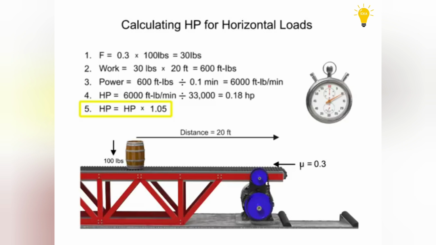Finally, add 5% to compensate for estimated friction losses in the motor or cylinder. The final result is 0.19 horsepower. With this result, system designers can ensure the right size motor is available to operate the conveyor.